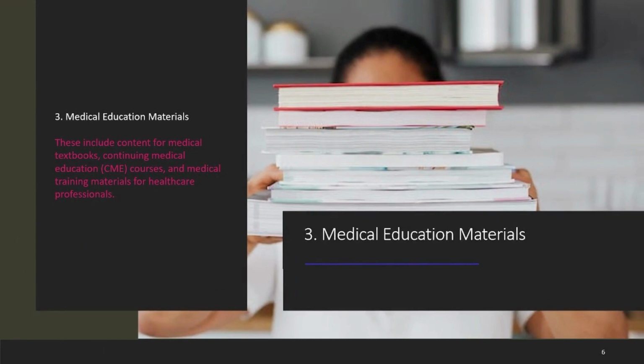Then medical education materials, which is the content for medical textbooks, continuing medical education courses, and medical training materials for healthcare professionals. It's the same thing, but this one is going to be in a more formal format, because there will be a proper course outline that has to be prepared first, and according to that outline, you will have to prepare the content for that particular course.